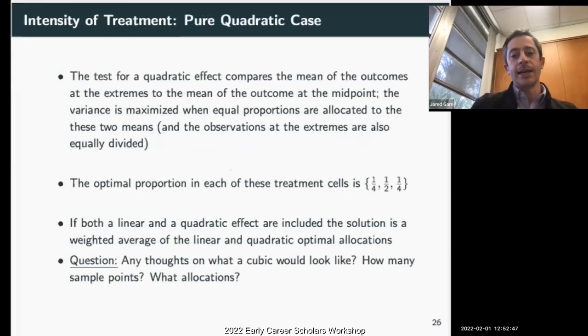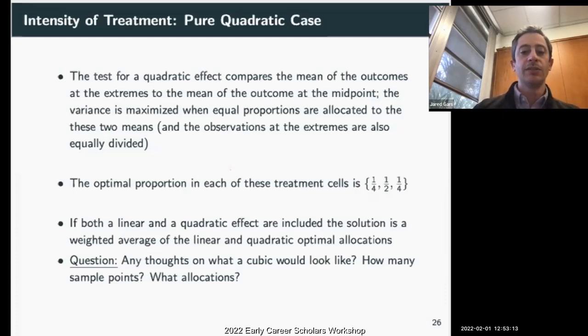So for the quadratic case, if we want to test this quadratic effect, the treatment cells should be chosen in the feasible range, and they should be at the extremes 0 and d bar, as well as at the midpoint. So this tells us where to put the treatment values, right? So we have 1 at 0, 1 at the maximum point, and then 1 at the midpoint. But then the question is, how do we set the number of observations in each cell?